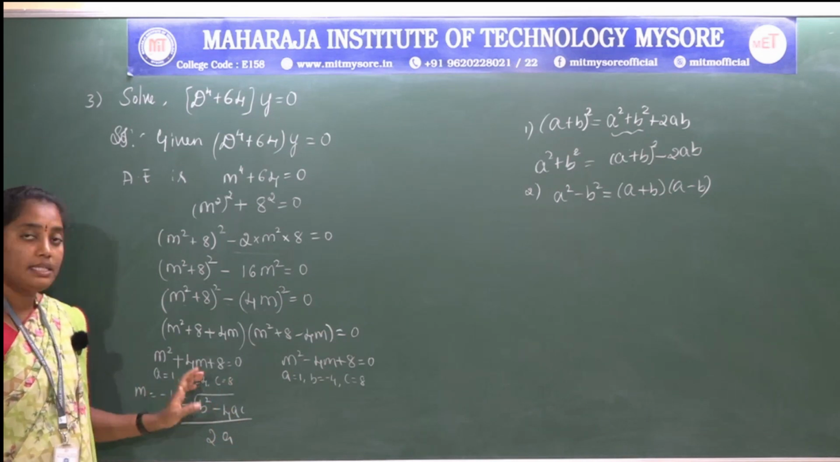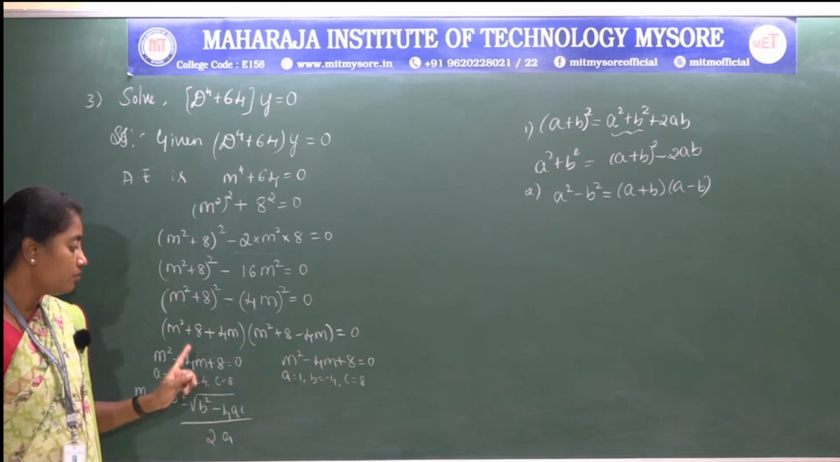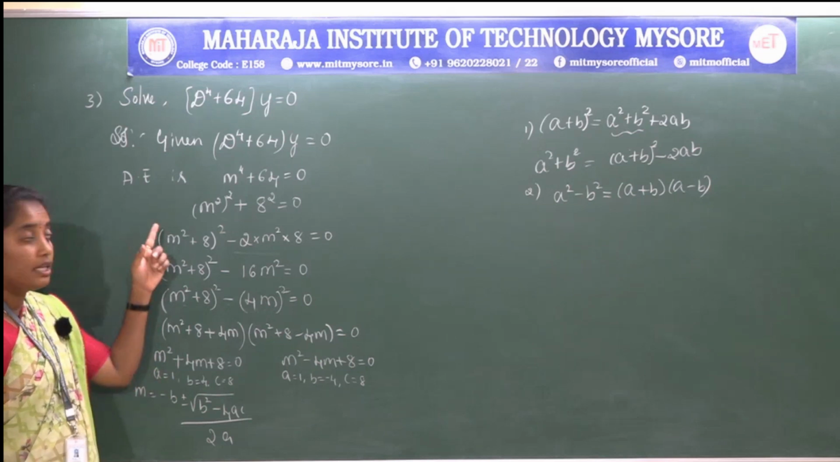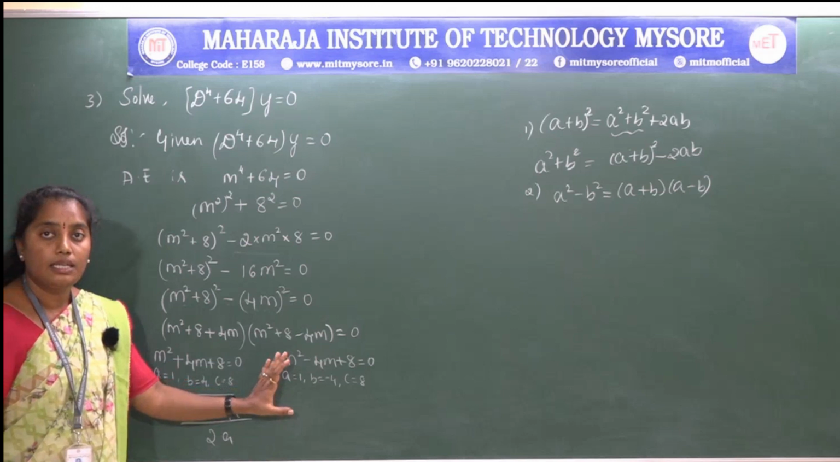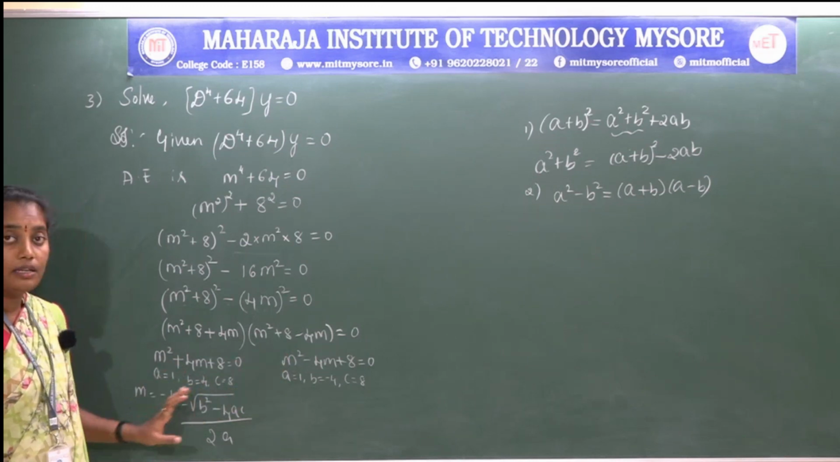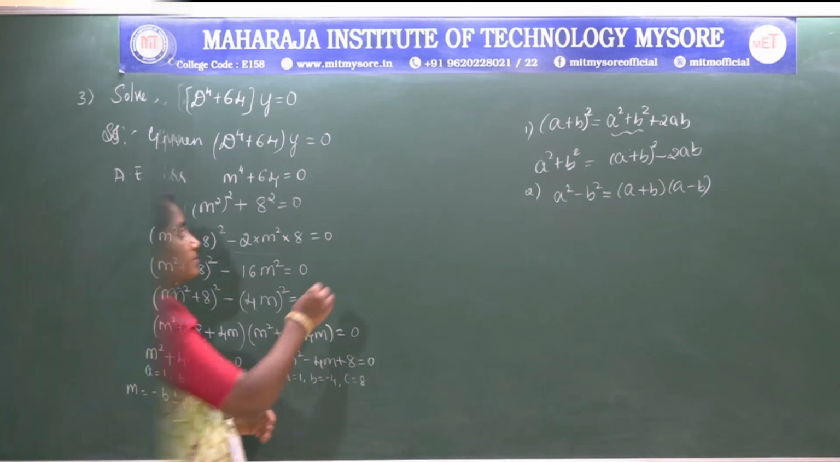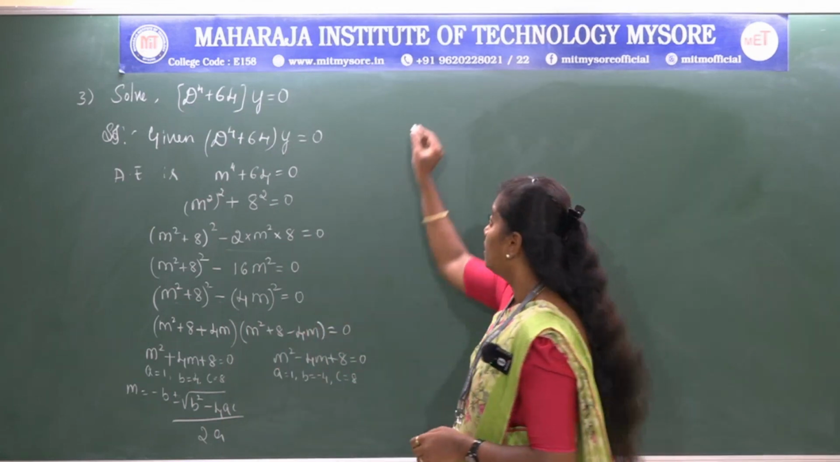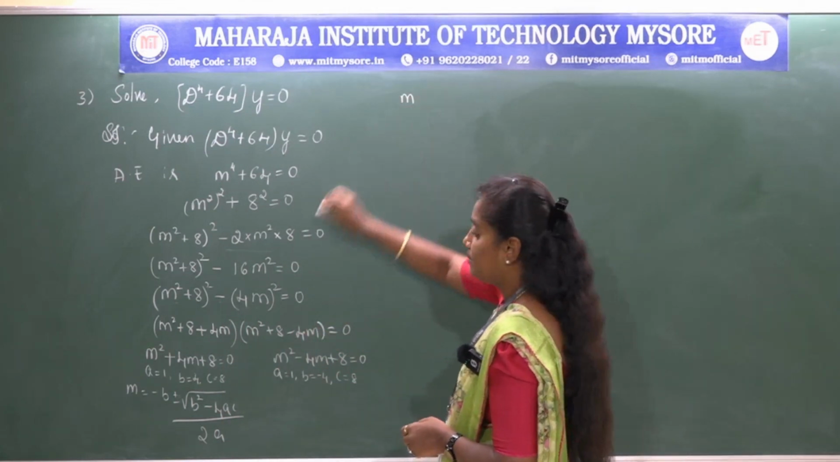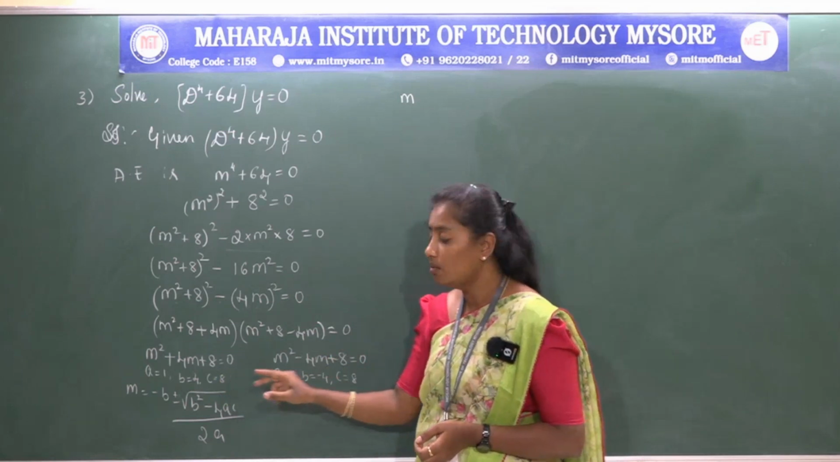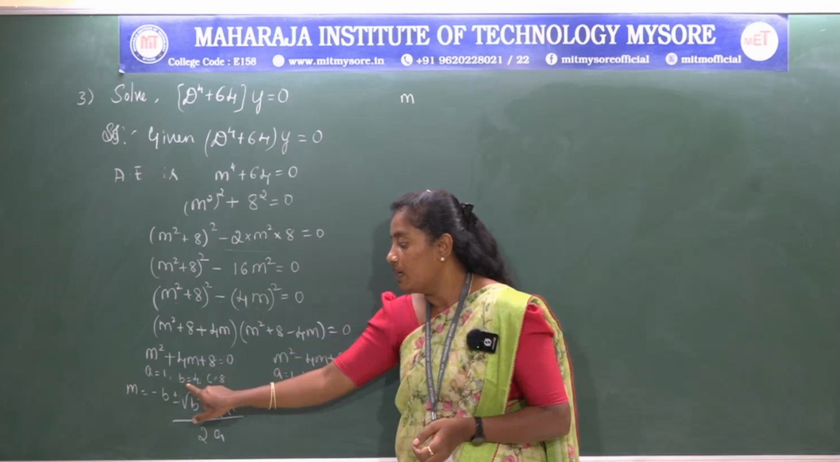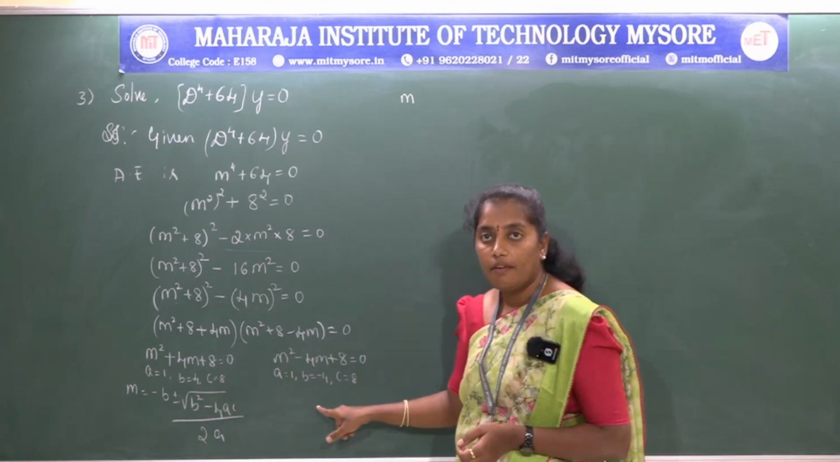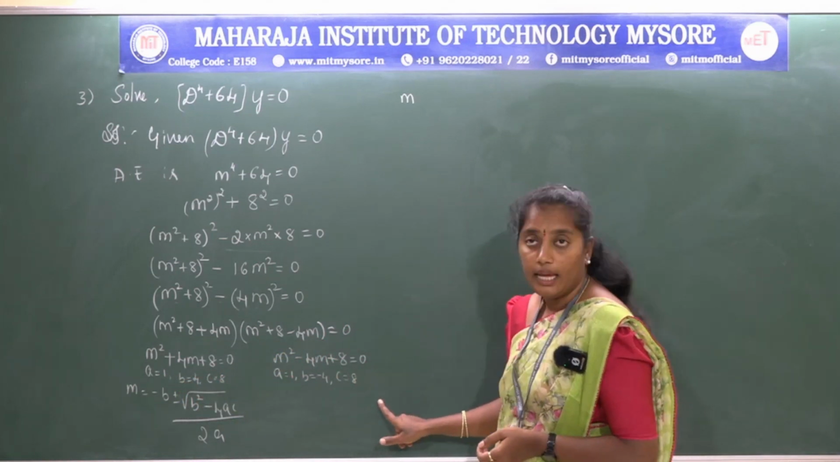Substitute the values of A, B, C in each of the equations to find the roots of the given equation. We get 4 roots here: 2 roots from the first equation, 2 roots from the second equation. So let us find the roots of these equations. To find the roots of the equations m square plus 4m plus 8 equal to 0 and m square minus 4m plus 8 is equal to 0. Here A is equal to 1, B is 4, C is 8. A is 1, B is minus 4, C is 8.